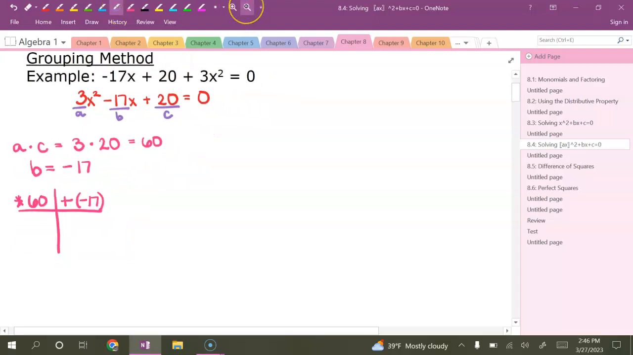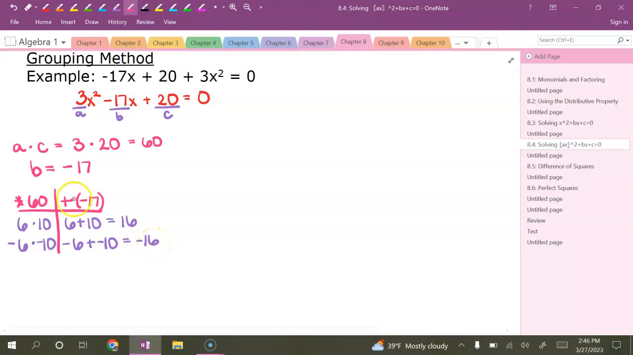Okay, now in this case, because you are dealing with a bigger number like 60, it might take you a little bit of time before you actually find the factors. So you might have to take 6 times 10 and then add those and see that you got 16. So you're not quite right. And even if you tried to switch them to negatives, because you know that you need a negative 17, these still aren't going to get you to exactly where you need to be. So we're going to have to try a different set of numbers.